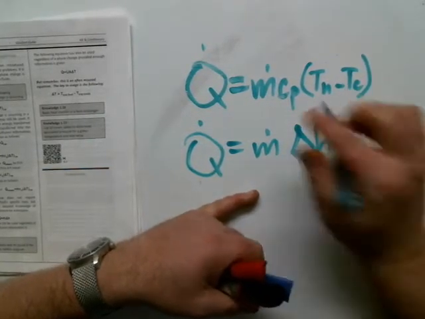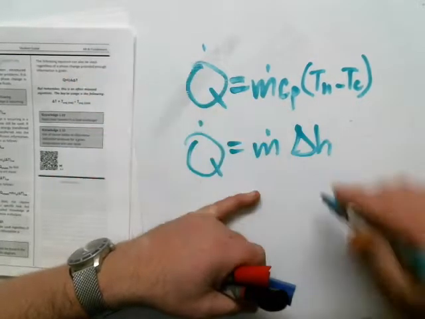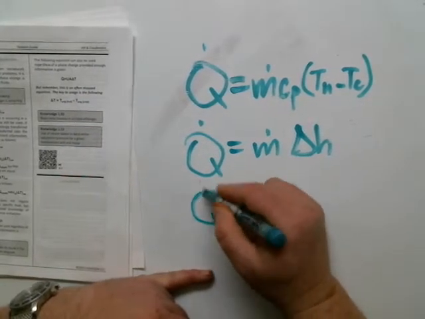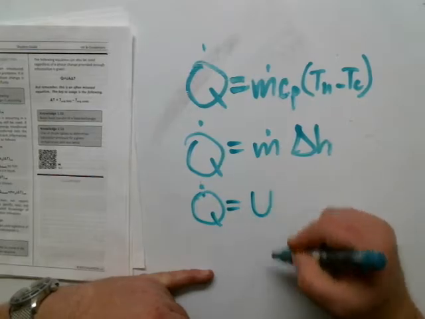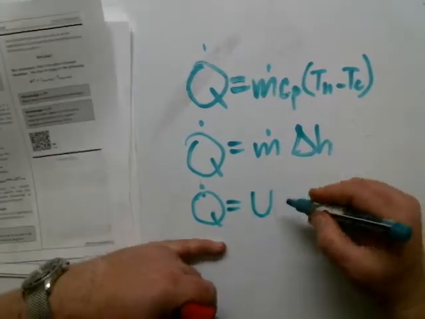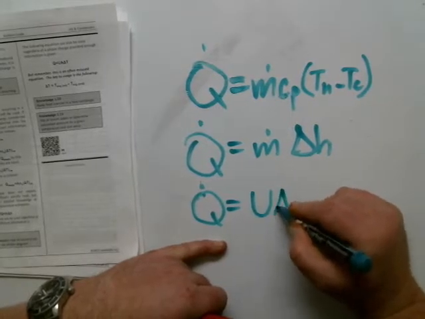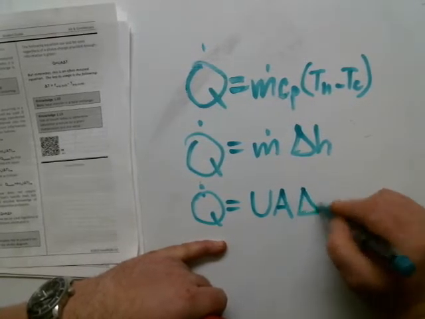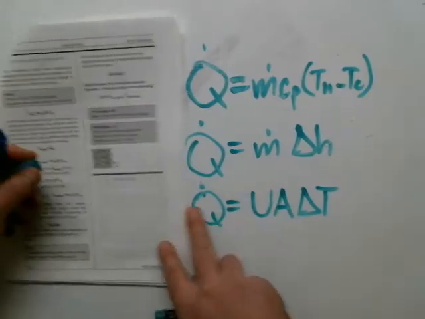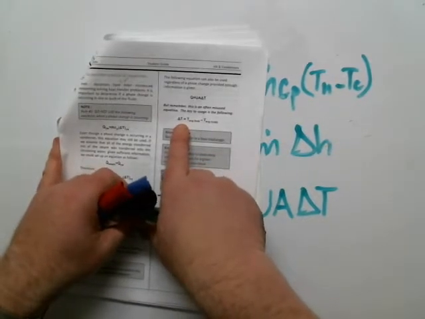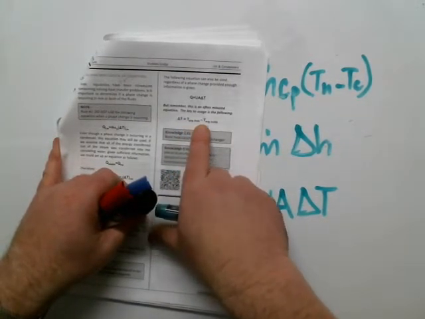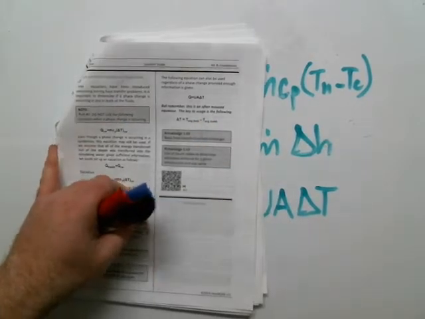And then finally in the upper right here, you'll see the rate of heat transfer is also equal to U, which we'll go over in heat transfer and fluid flow really well, but this is the overall heat transfer coefficient, times area, times the differential temperature once again. And very important, you see that that differential temperature is the average temperature of the hot minus the average temperature of the cold.